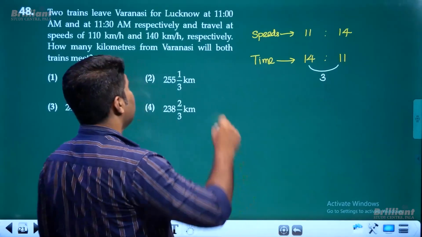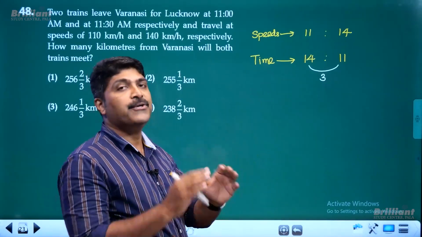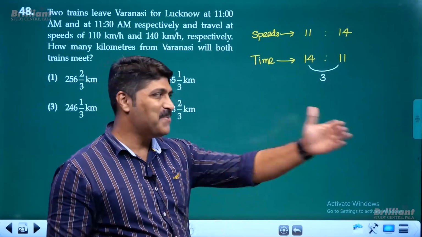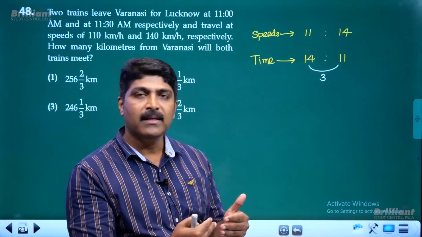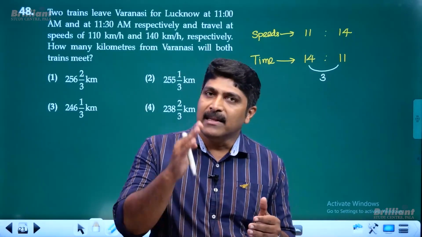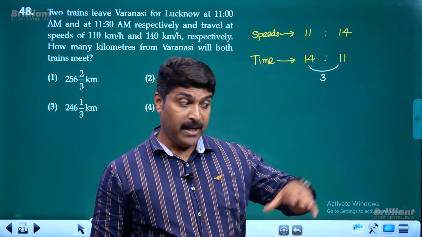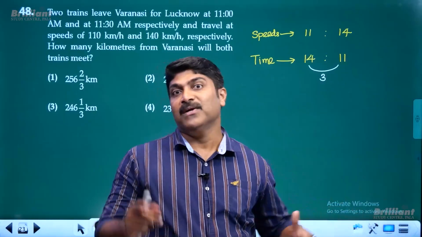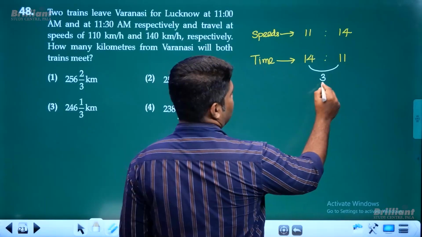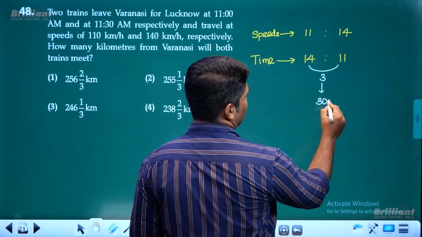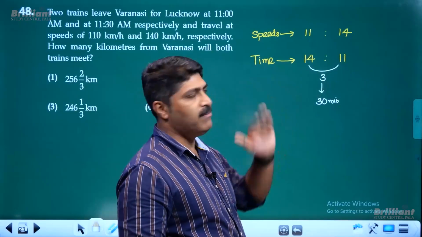Practically what happened? The first train took 30 minutes more than the second train to cover that constant distance. At that particular moment, when the second train meets the first train, both trains covered equal distance. For covering that constant distance, the first train took 30 minutes more than the second train. Therefore, this 3 is representing 30 minutes. Got it?